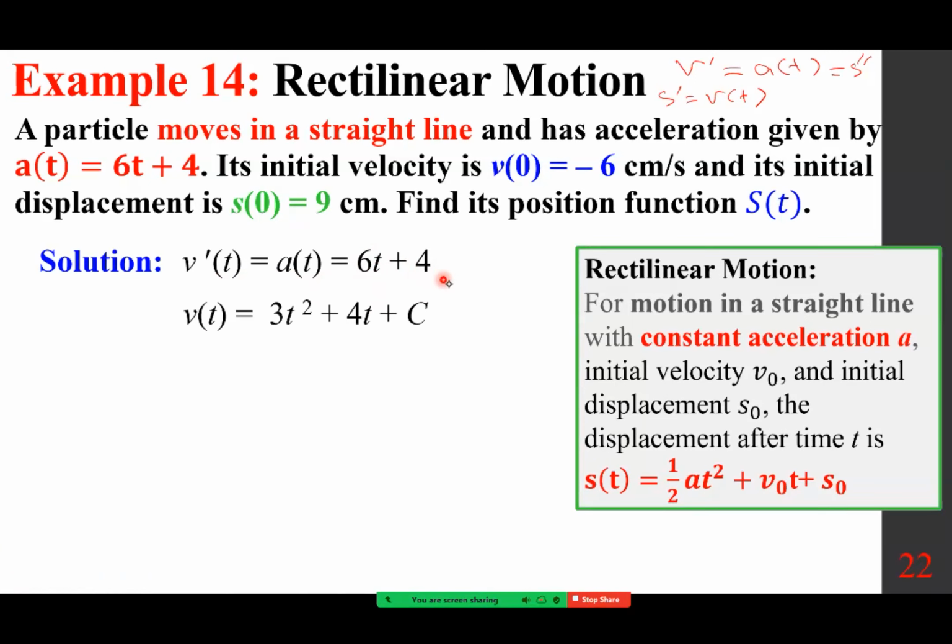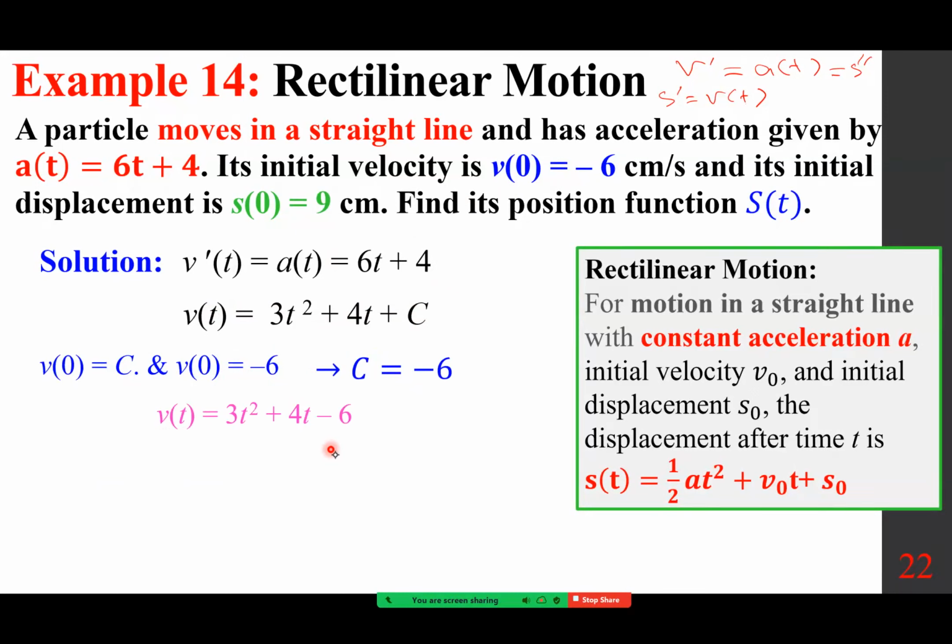That's v of t. However, because we are given this pair, this is infinitely many solutions. Because of this pair, we can find the constant to be -6. So v of 0 is the same as C. If you plug in 0, everybody, it gives you C. You see that? On the one hand. On the other hand, v of 0 is -6. So that is your value for C. Replace it, and that becomes the velocity function.